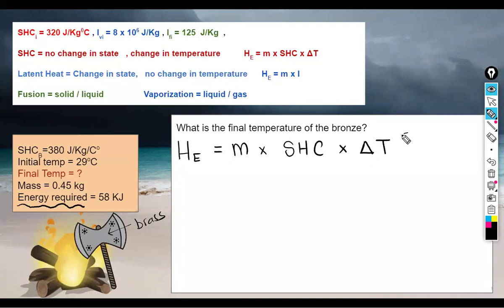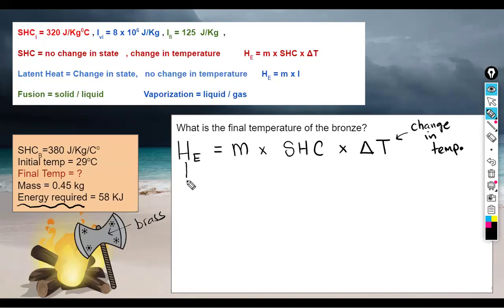Now, keep in mind, this stands for change in temperature. That's a key phrase there. Change in temperature is not the same thing as just plain old temperature. Change in temperature tells you how much it increased by, or in some cases, decreased by.